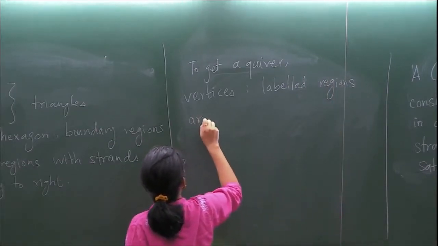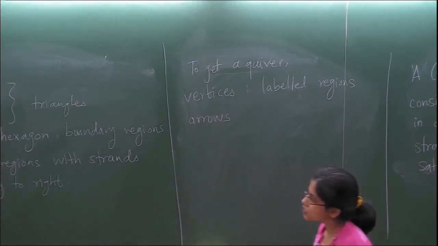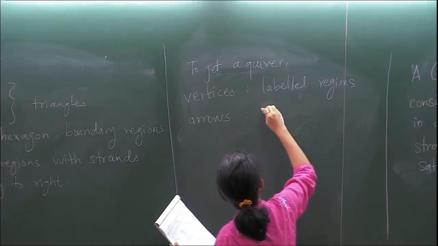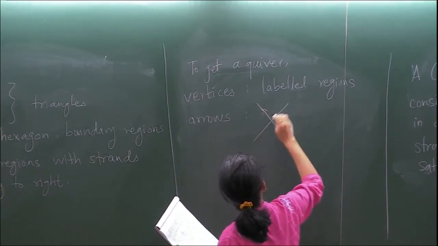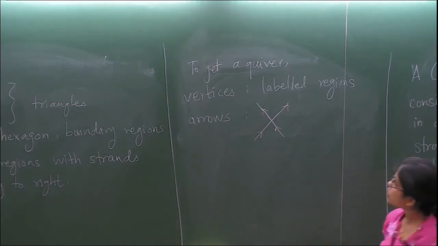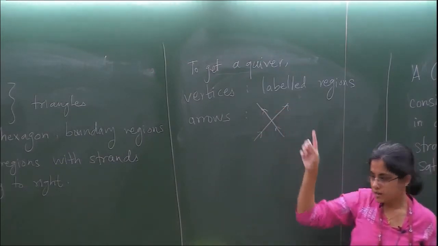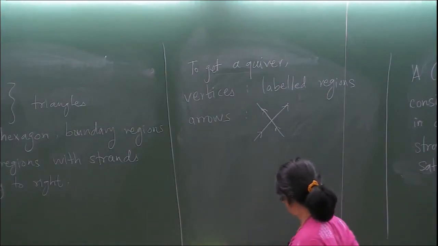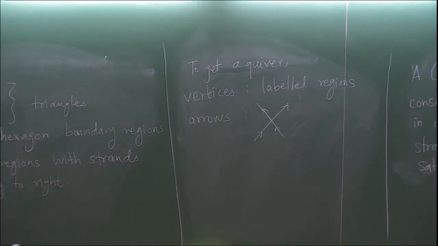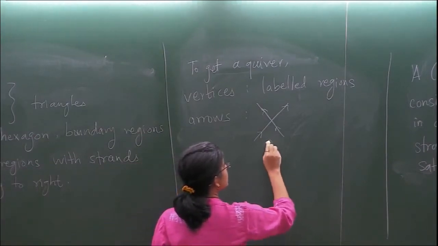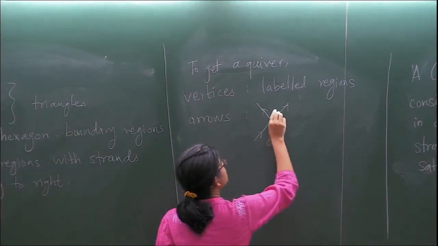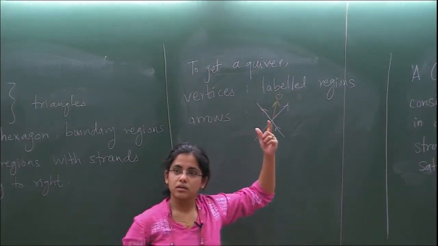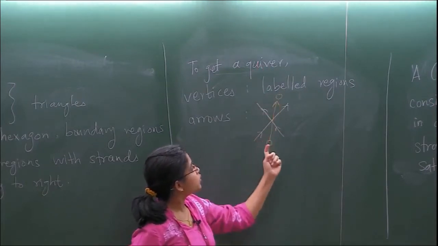And for arrows, you follow the following rule. Suppose you have 2 crossing strands like these. If there is a vertex here, then it's directed like this. So you go with the flow of the strands. Both of these strands are going up, so your arrow is going up.